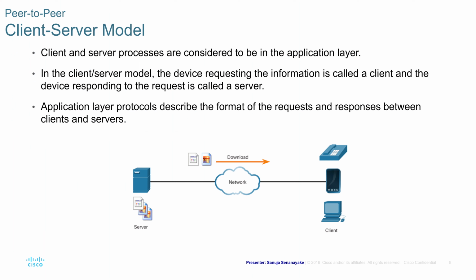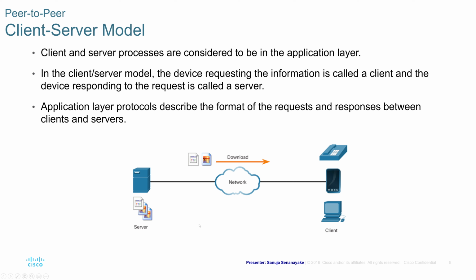Client-server model. Client and server processes are considered to be in the application layer. In the client-server model, the device requesting the information is called a client and the device responding to the request is called a server. Application layer protocols describe the format of the request and responses between clients and servers.